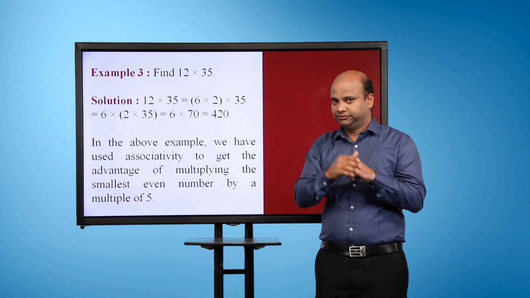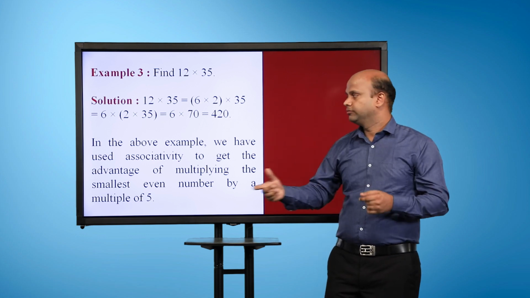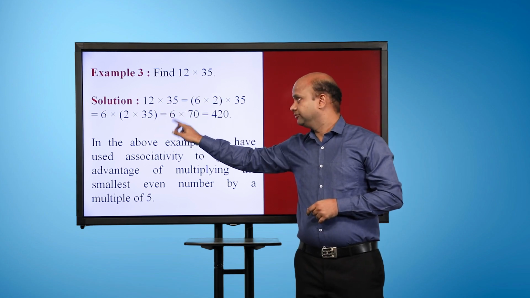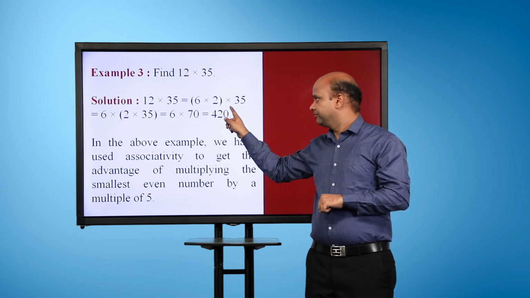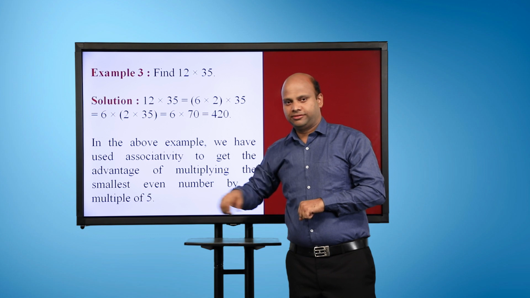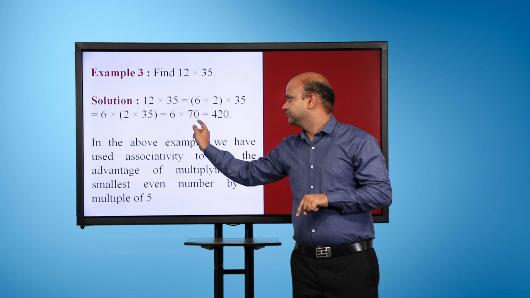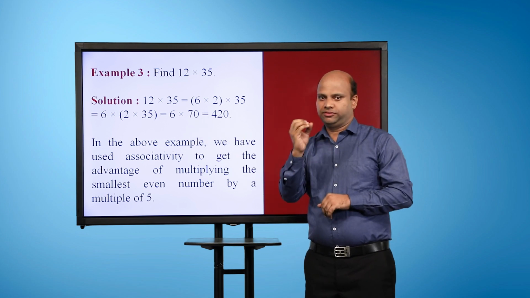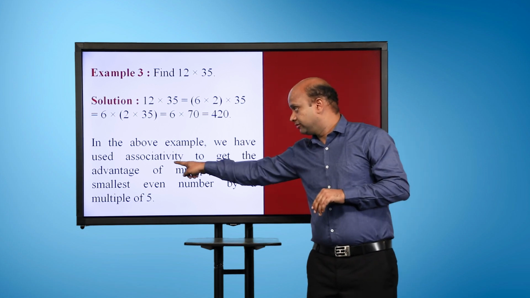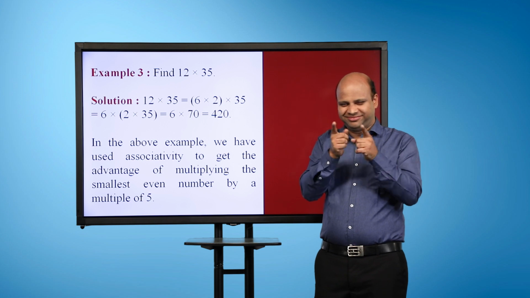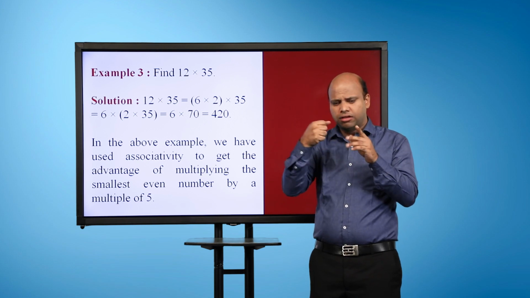Example 3. Find 12 multiplied by 35. Solution. 12 multiplied by 35 is equal to, in brackets, 6 multiplied by 2 multiplied by 35, which is equal to 6 multiplied by, in brackets, 2 multiplied by 35, which is equal to 6 multiplied by 70, which is equal to 420. In the above example, we have used associativity to get the advantage of multiplying the smallest even number by a multiple of 5.